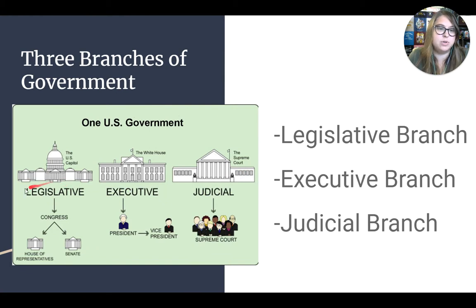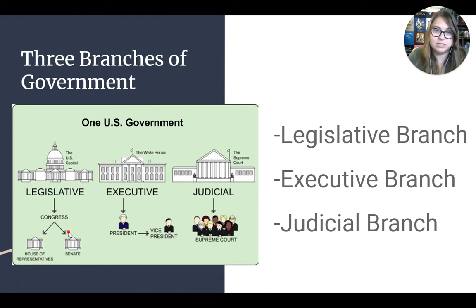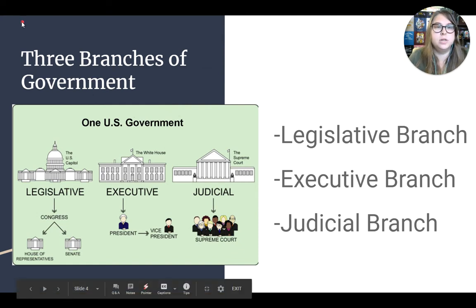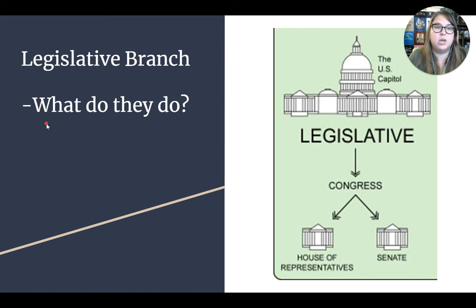So for example, underneath the legislative branch, I see the US Capitol, and then I see these arrows leading to Congress, and then the arrows that lead to the House of Representatives and to the Senate. We're going to dive a little deeper into these pictures when we talk about each branch of government on its own. So we're going to start by looking at the legislative branch. So we want to say, what do they do? What is the job of the legislative branch?